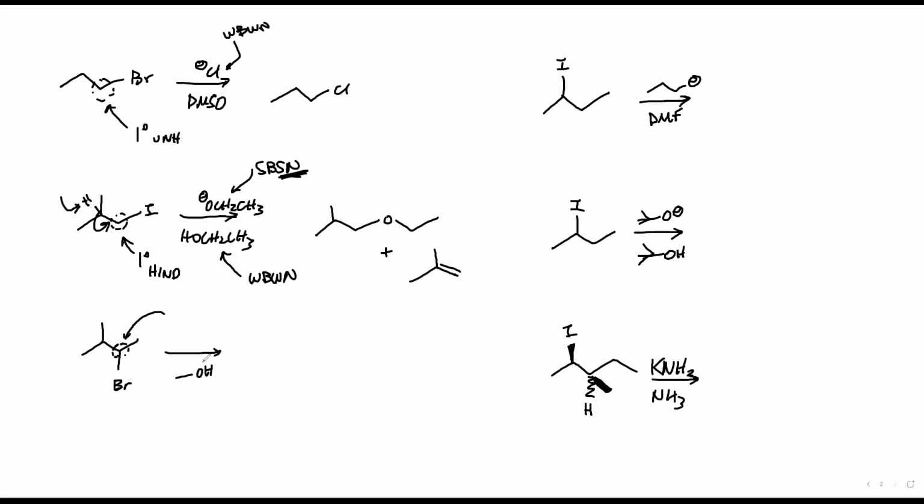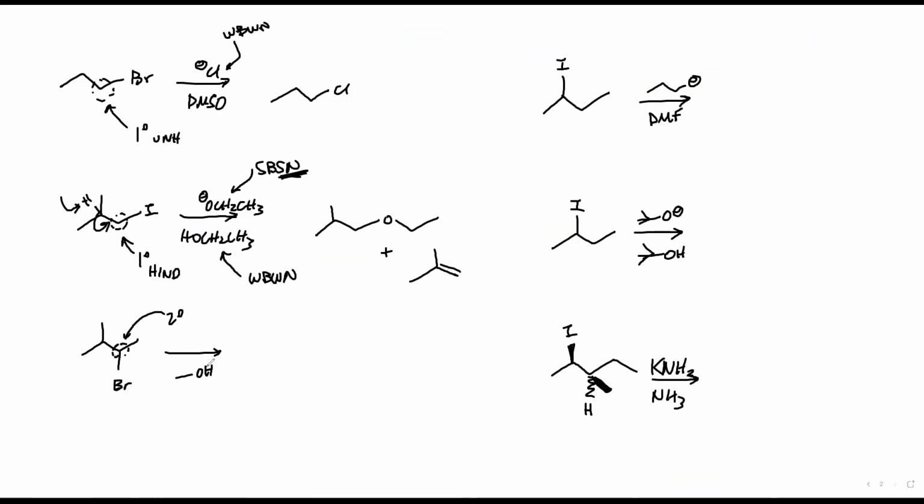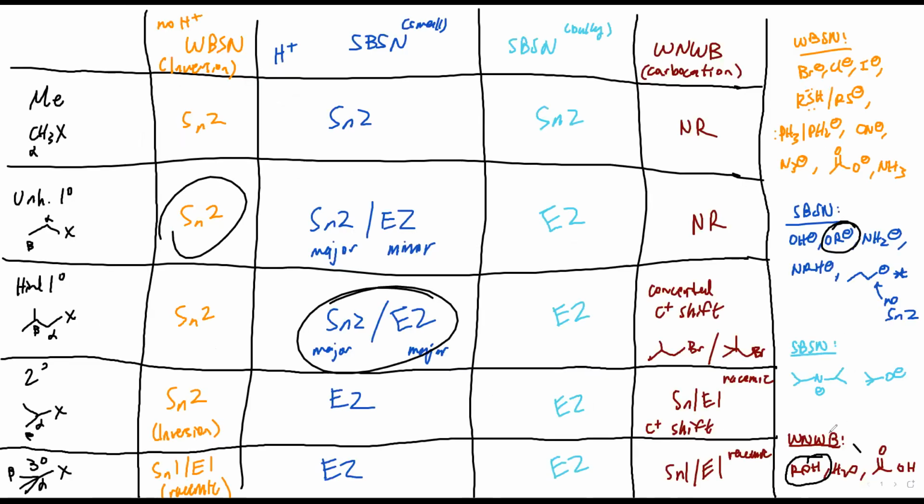Would you call it primary, secondary, tertiary? Yeah, it's secondary. So we know that we're going to be in this column here. And then if we look at the nucleophile, which is just methanol, where do we see methanol here? Yeah, it's a weak nucleophile, weak base. Okay, so we're going to be in this column here. We're secondary, so it's going to be an SN1/E1 reaction.